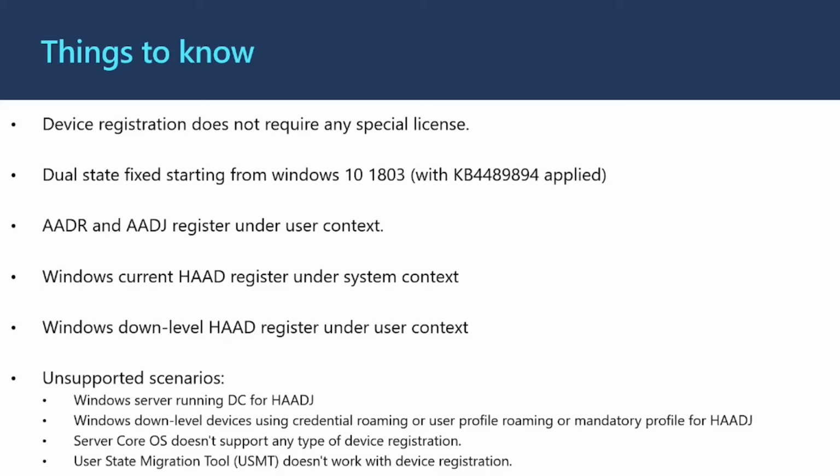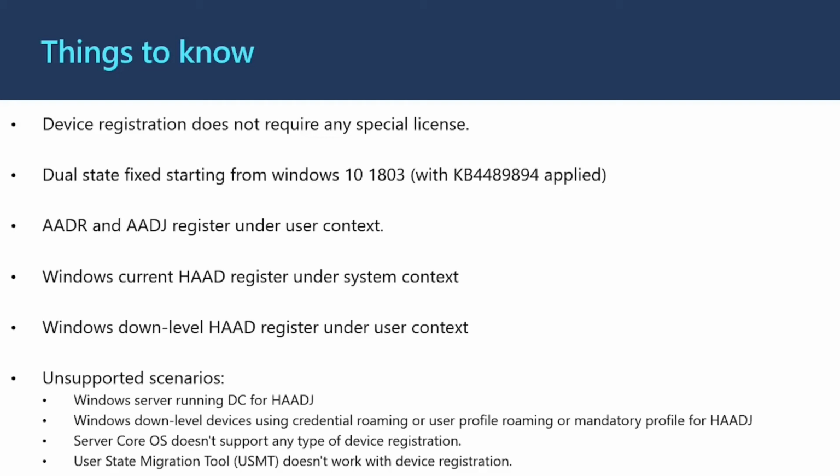Dual state means the same device connected to Azure Active Directory twice. The first one as Azure AD Registered, second one as hybrid Azure AD Joined. With dual state, the same computer object is going to have two entities, which may cause issues in authenticating against Azure Active Directory. This has been addressed and fixed with Windows 10 1803 with this particular AP applied.